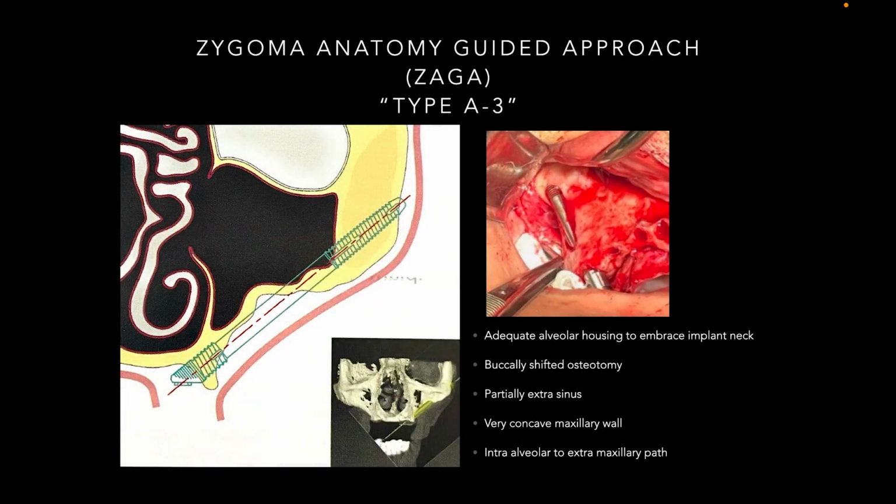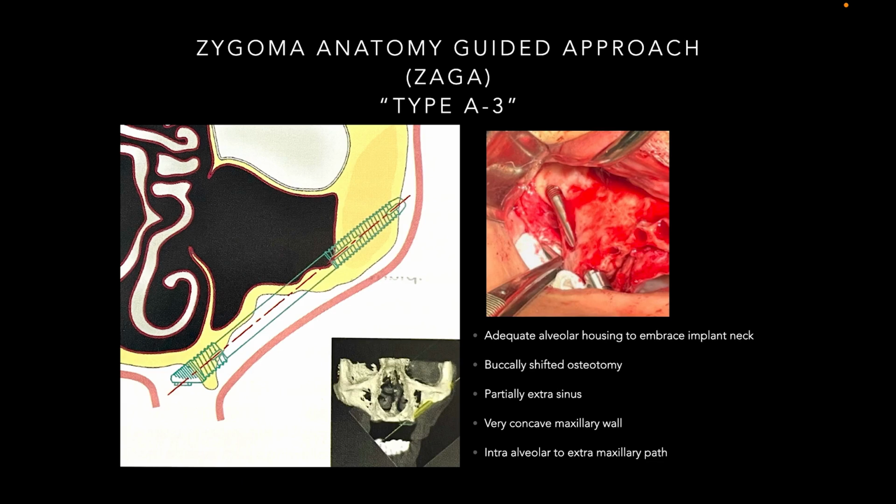Now we get to the A3. The maxillary wall is very concave there. You can see that. You have maybe some alveolar bone to deal with most of the time. So the difference between the A3 and the A2 is that alveolar housing. It is a more buccally shifted implant, because that's the way the anatomy is.